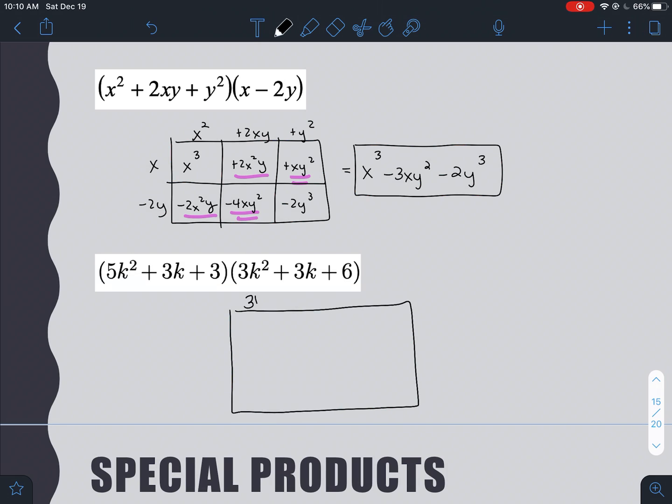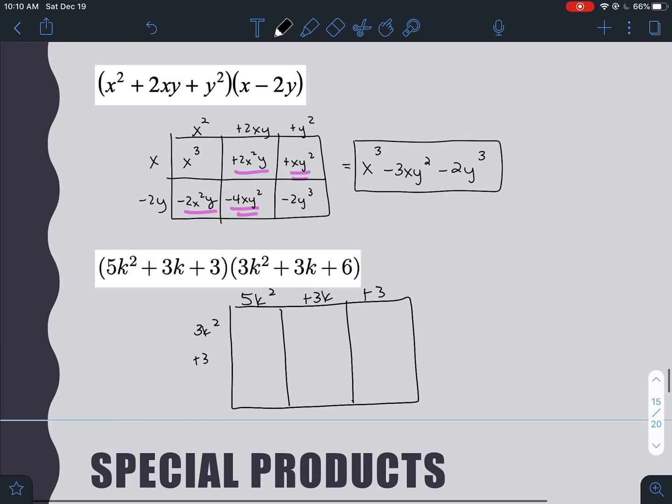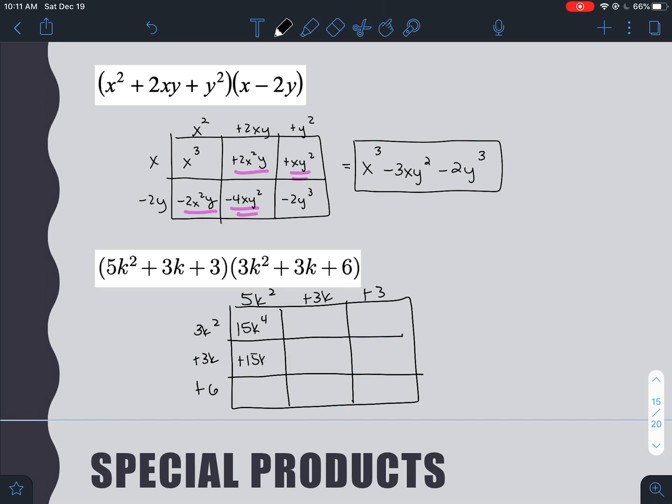All right, on my next one, I have a trinomial times a trinomial, so I'll need a bigger box. And we have 5k squared plus 3k plus 3, and then times 3k squared plus 3k plus 6. And if I multiply this out, I would get 15k to the fourth plus 15k to the third plus 30k squared plus 9k to the third plus 9k squared plus 18k plus 9k squared plus 9k plus 18.